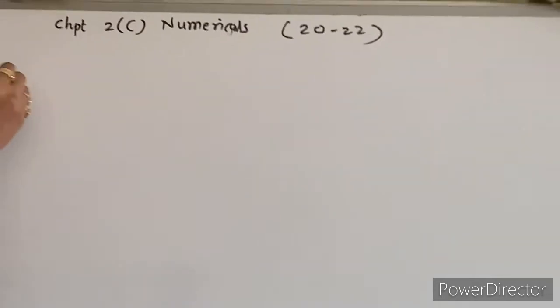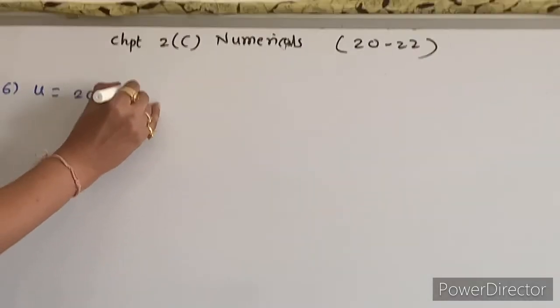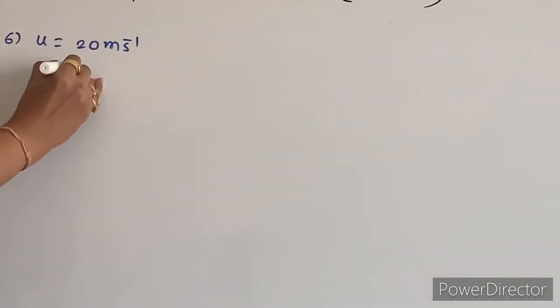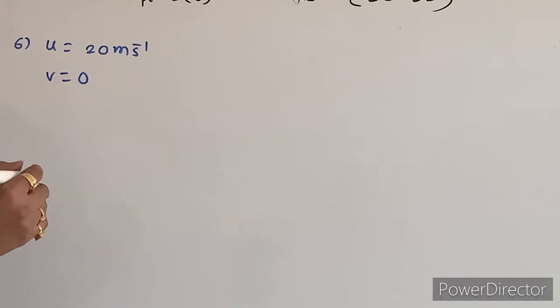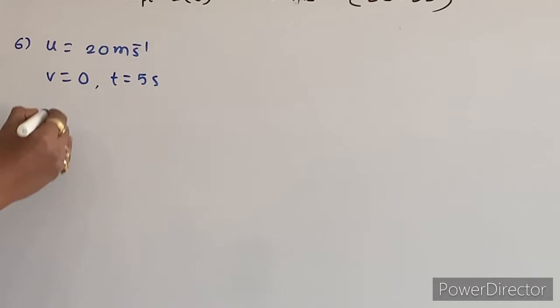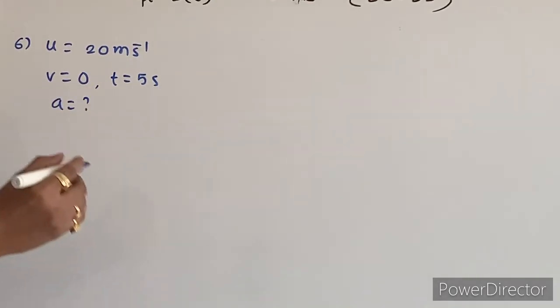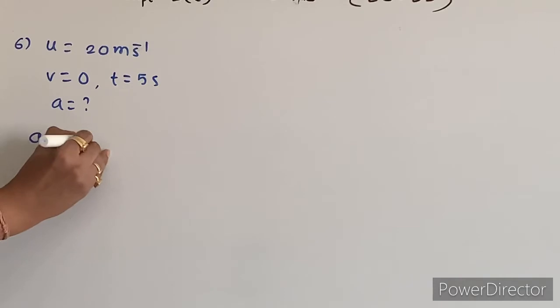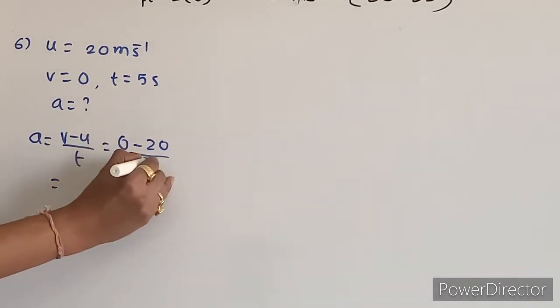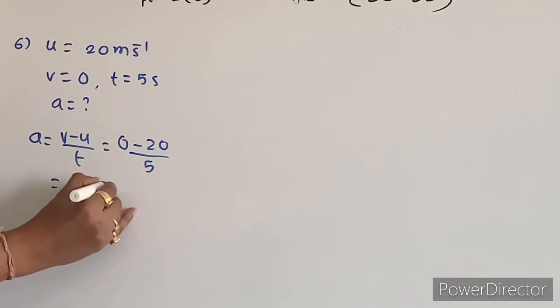Now the sixth one. A train is moving with a velocity of 20 meter per second, that is u is given. It is brought to rest, that means v equal to 0, by applying brakes in time t equal to 5 seconds. Calculate the retardation. A is asked. So I can write A is equal to v minus u upon t, which is 0 minus 20 upon 5, that is minus 4 meter per second square.